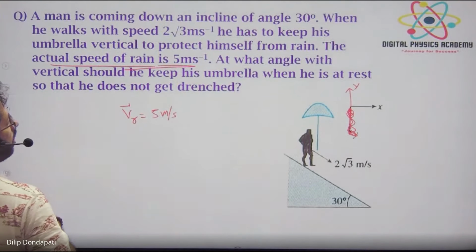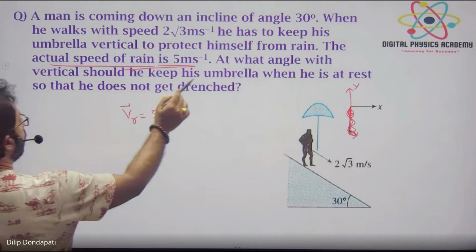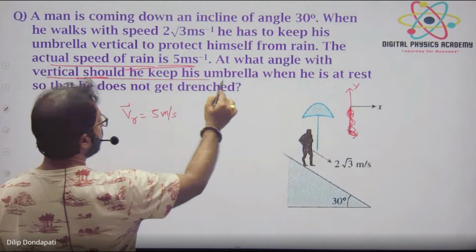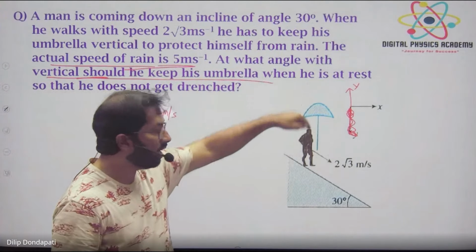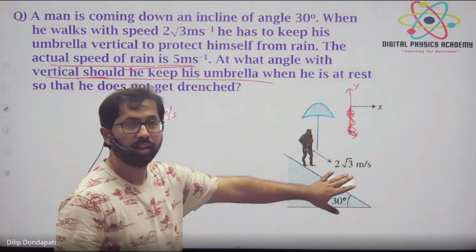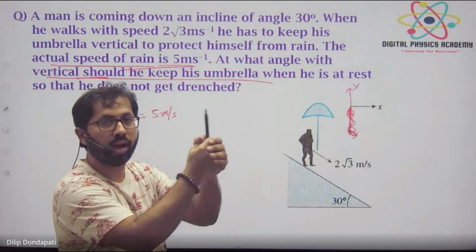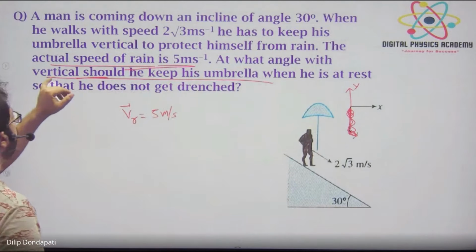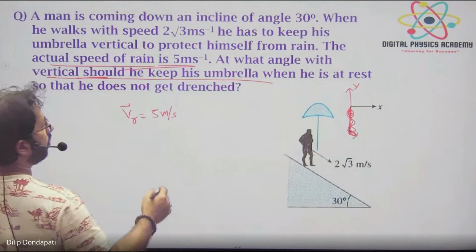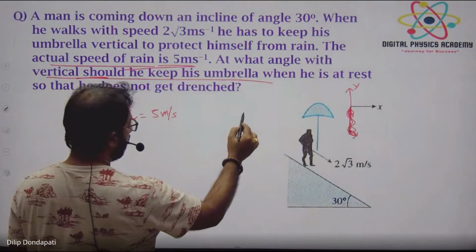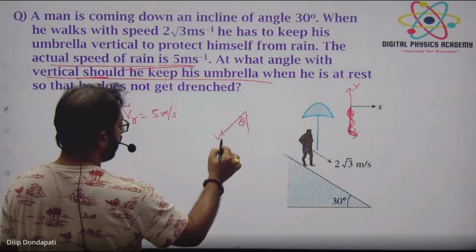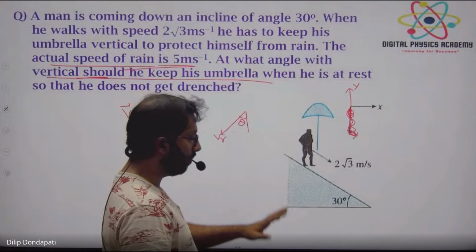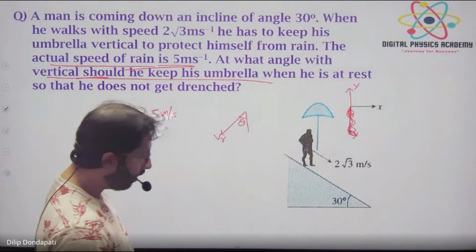At what angle from the vertical should he keep the umbrella when he is at rest? Now when the person is coming, the rain is falling vertically, right? When he's at rest, definitely it will fall at some angle. That angle is what is being asked. At what angle from vertical so that the umbrella will be at rest? This angle of VR, so that he will put his umbrella at that position. Solve and see how it comes.